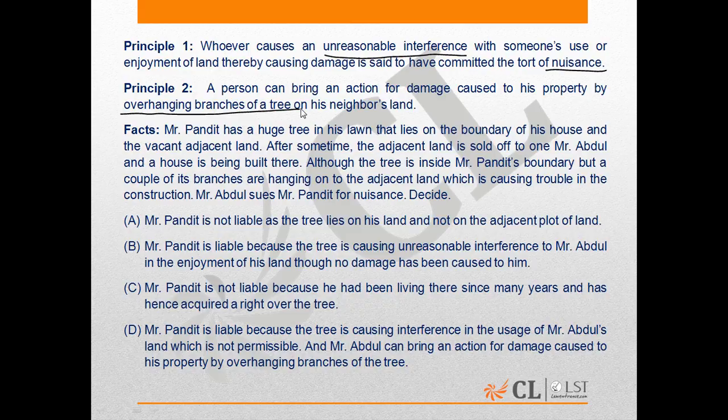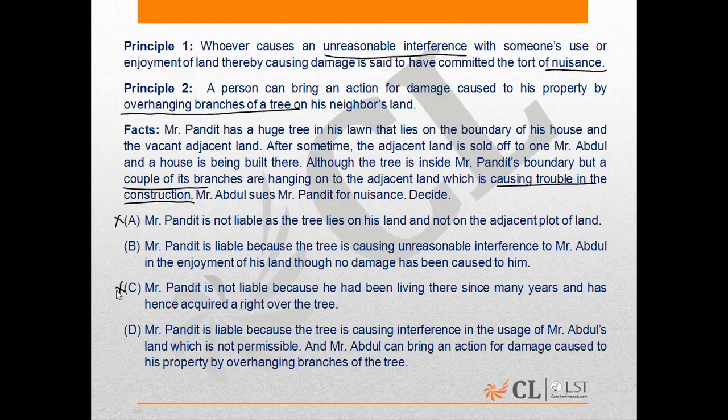Now, although the tree was inside Mr. Pandit's boundary, a couple of its branches are hanging on the adjacent land, which is causing trouble in the construction. Mr. Abdul sues Mr. Pandit for nuisance. Now, from principle 1 and principle 2, it is clear that nuisance is definitely being caused to Mr. Abdul. Therefore, Mr. Pandit would be liable. So, A and C of course cannot be the answer.